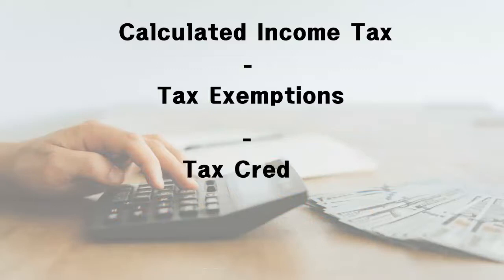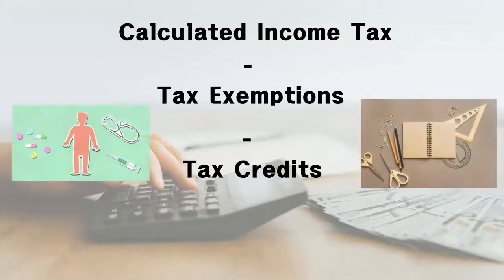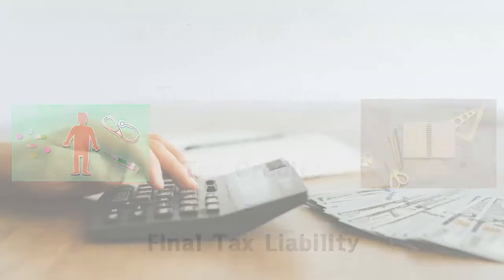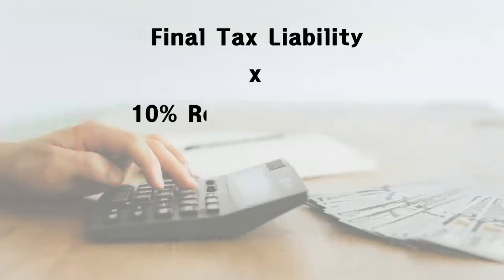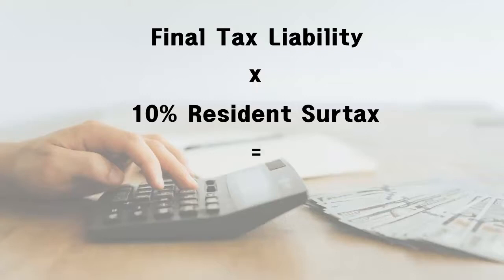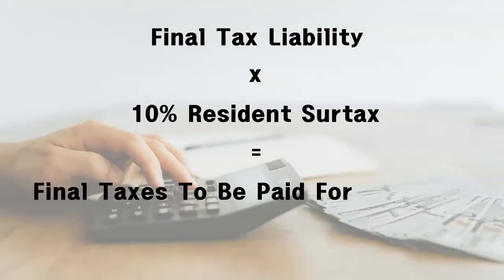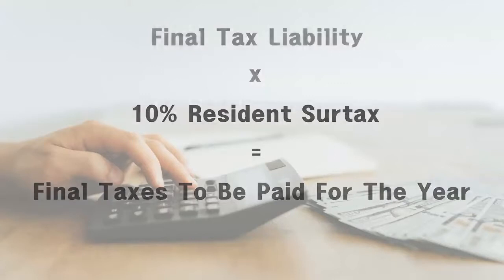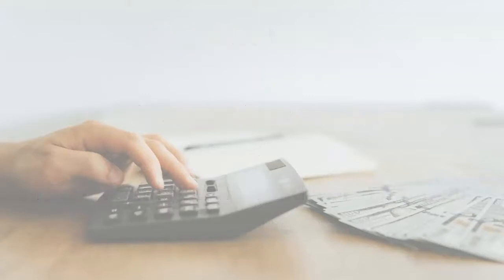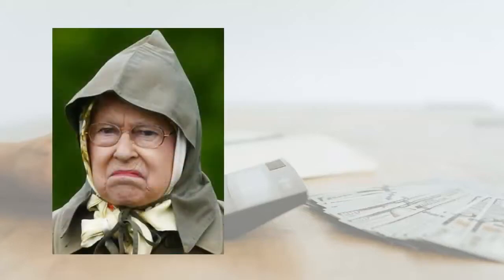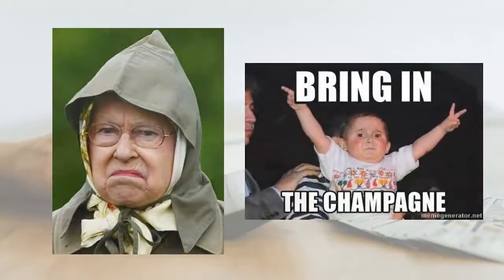So then tax credits are deducted from this. Examples of tax credits are money spent on medical expenses or education for yourself or your children. From this, we get your final tax liability. A resident surtax of 10% of the final tax liability is added, which determines the final taxes that you have to pay for the year. This figure will be used to determine whether you owe tax or are due to get a refund.